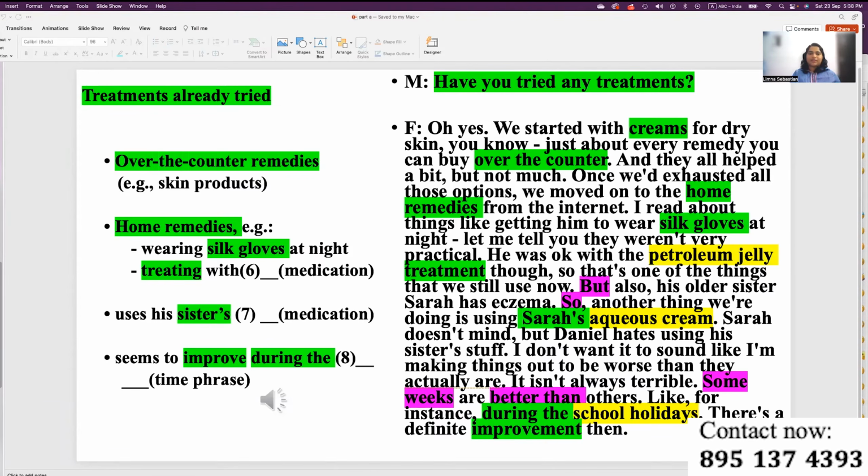I hope you can see. Here we can see our important keywords: treatments already tried. That heading you can see in the script is the pediatrician asking, have you tried any treatments?